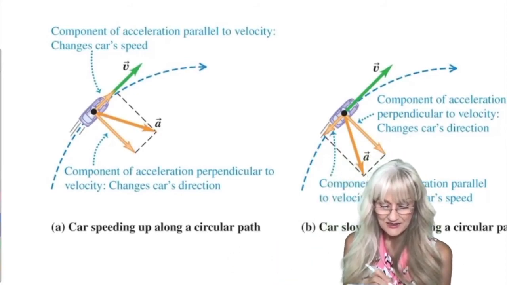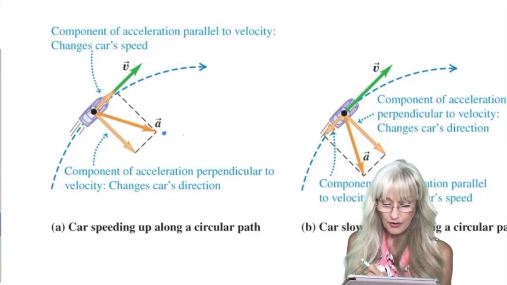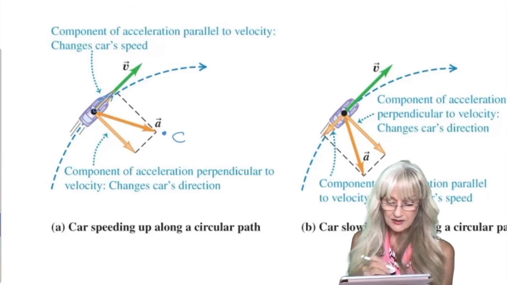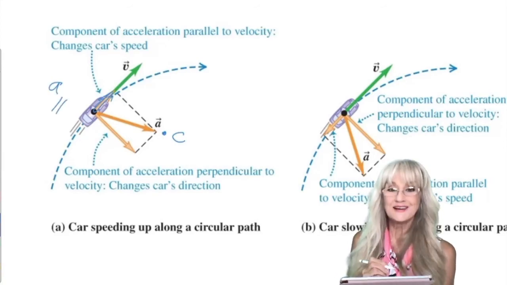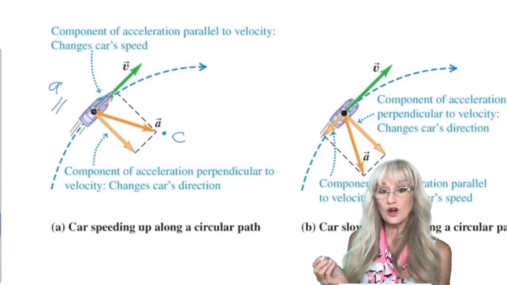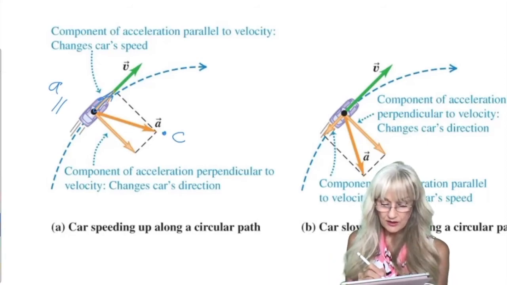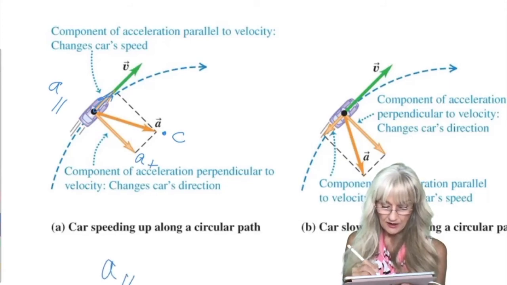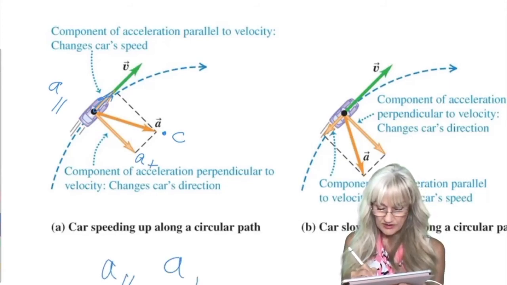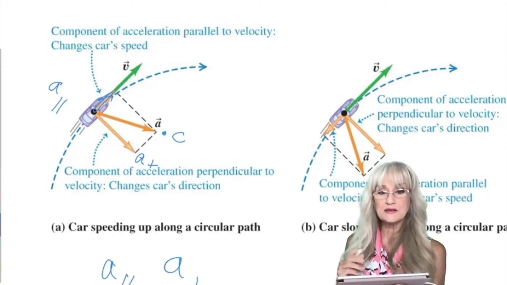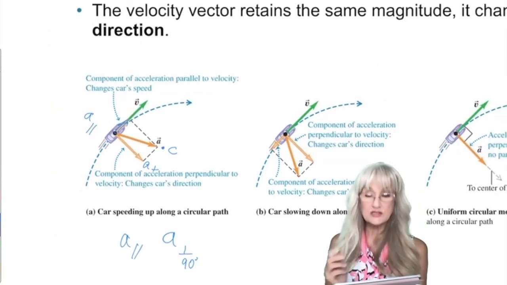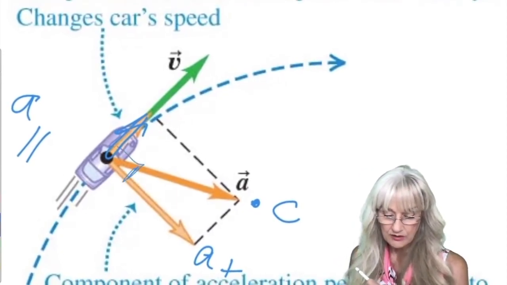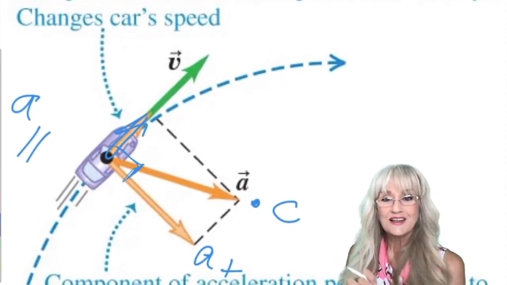You have an acceleration pointing toward the center, which has a component parallel to v, to the velocity, and a perpendicular one. Perpendicular means 90 degrees, it makes a 90 degree angle with the velocity v in green. You see 90 degrees there, from here to here.